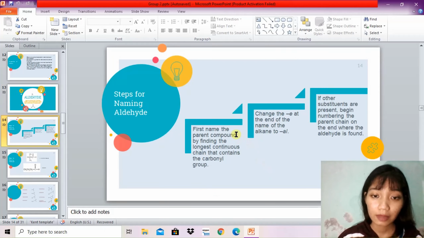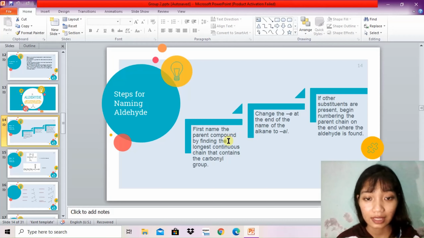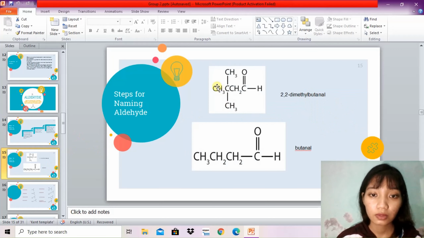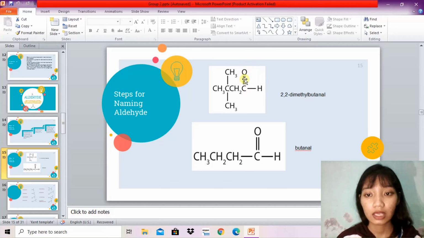First, name the parent compound by finding the longest continuous chain that contains the carbonyl group. Let's jump into the example. So first, we're looking into the parent. This is the functional group. Then we're naming the parent chain. We're looking for the longest chain that is possible. 1, 2, 3, 4. 4 is the longest parent chain.